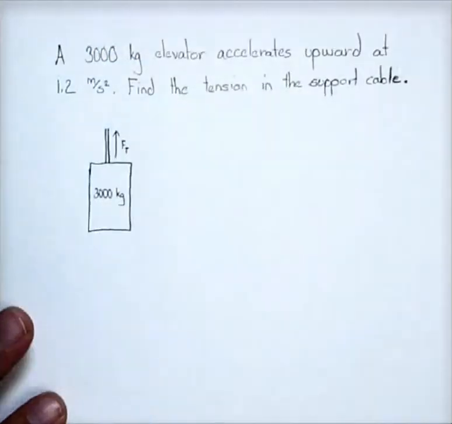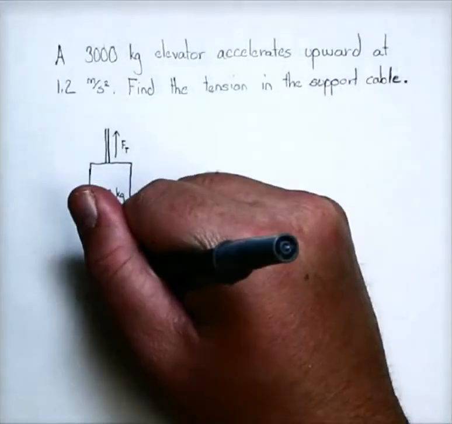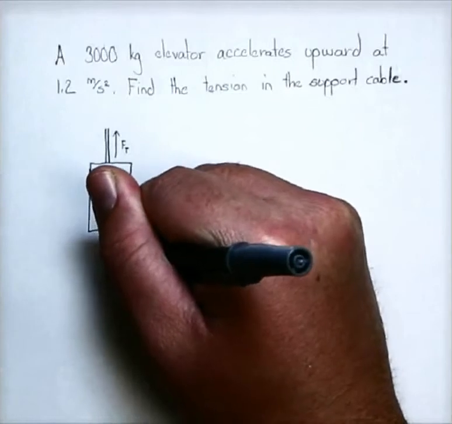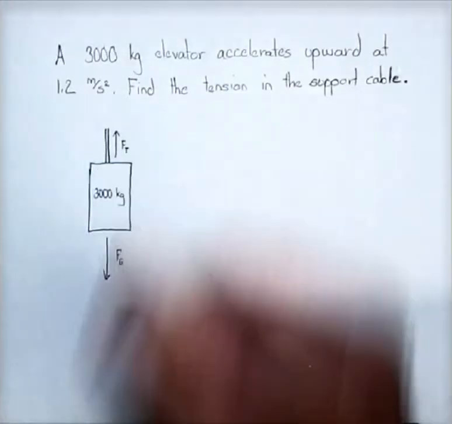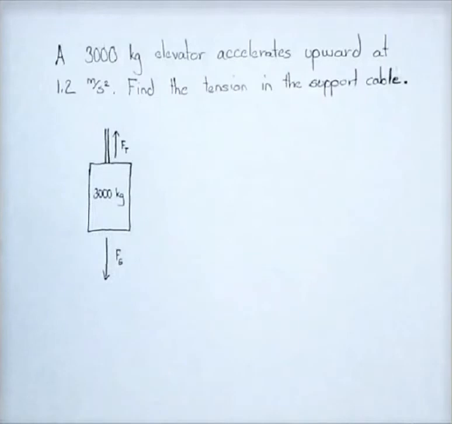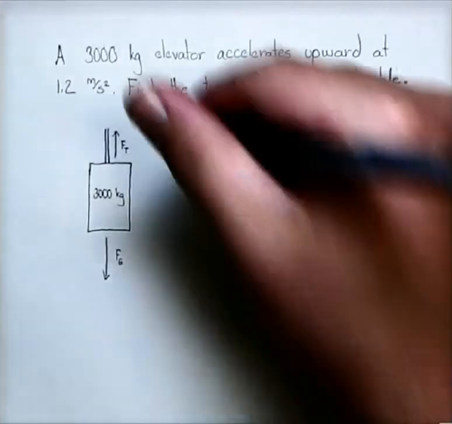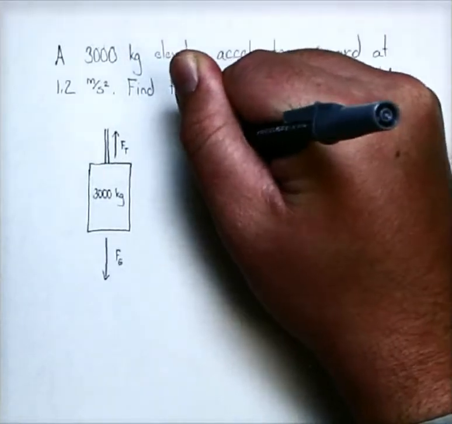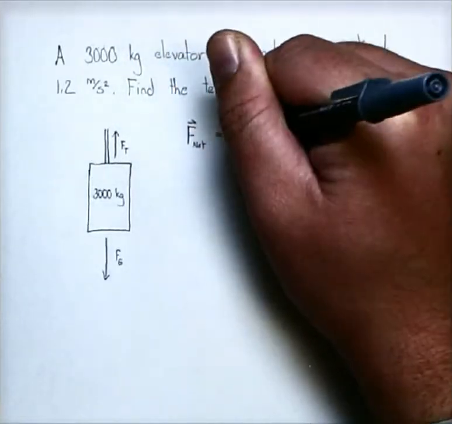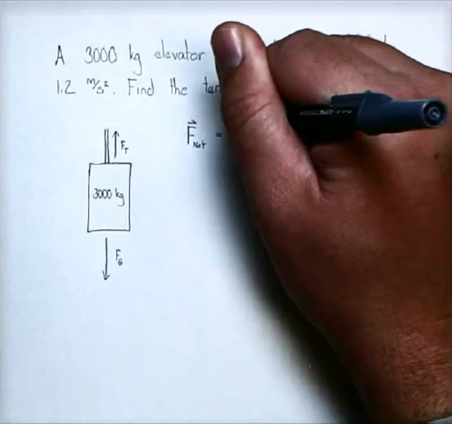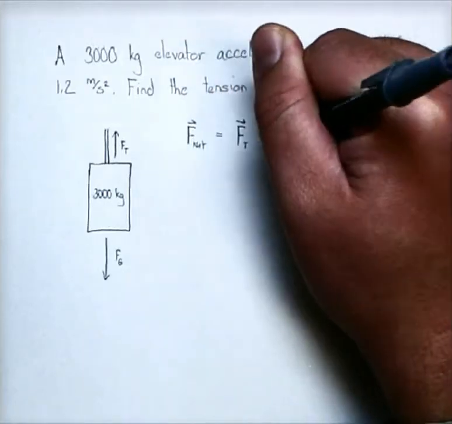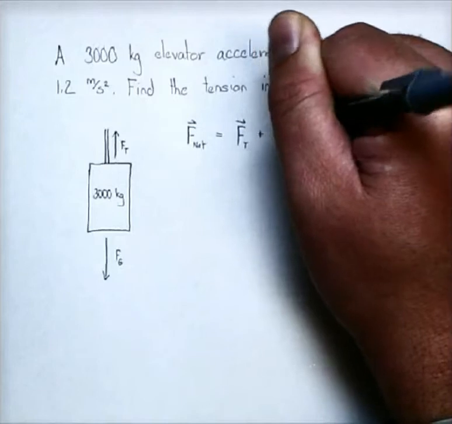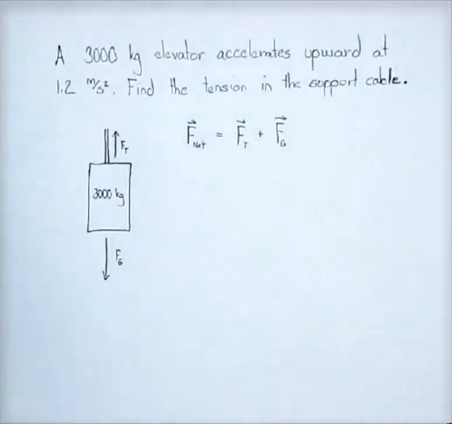Now, let's stop and think for a second. Are there any other forces acting on this? And it turns out that there sure are. There's also the force of gravity. The weight of this elevator is pulling down on it. And what I can say is that the net force is equal to the tension force. Notice this has to be vectors here, plus the force due to gravity.